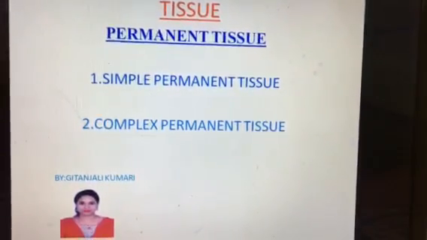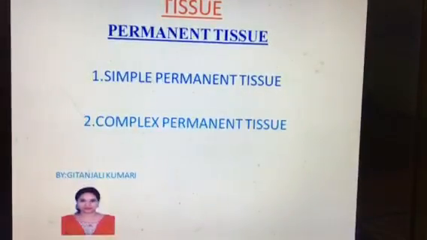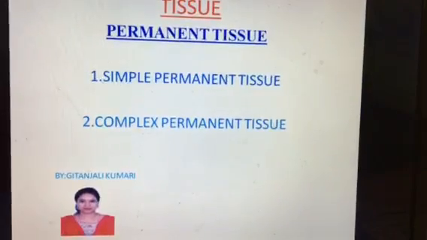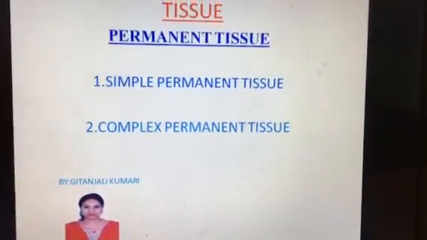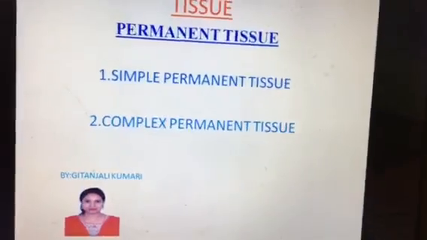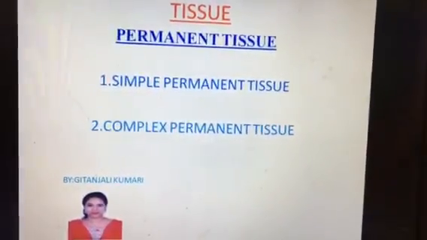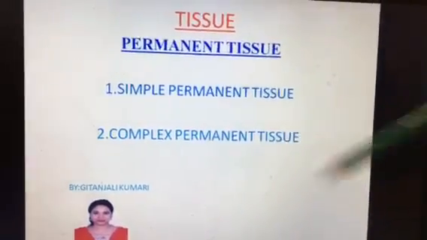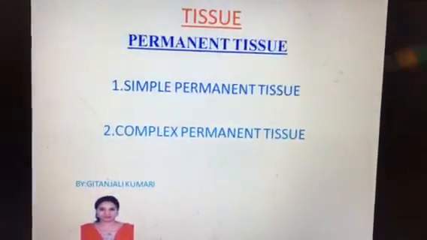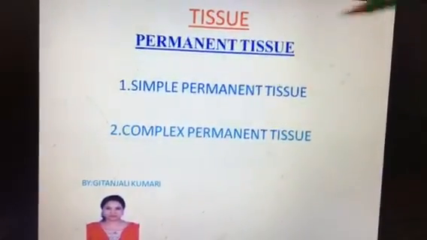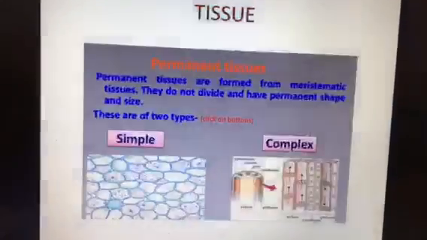Good morning, children. Yesterday we studied about tissue, and today we will continue with the same topic. So today we will study about the permanent tissue. There are two types of permanent tissue, that is simple permanent tissue and complex permanent tissue. In this session we will only deal with the simple permanent tissue.